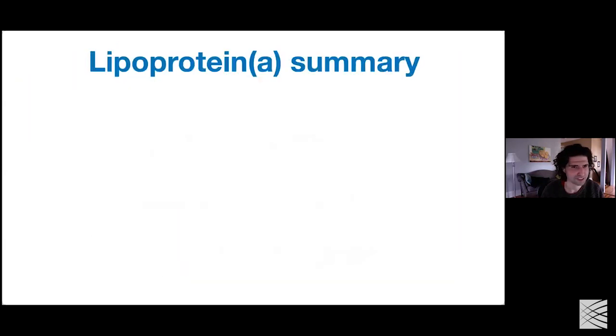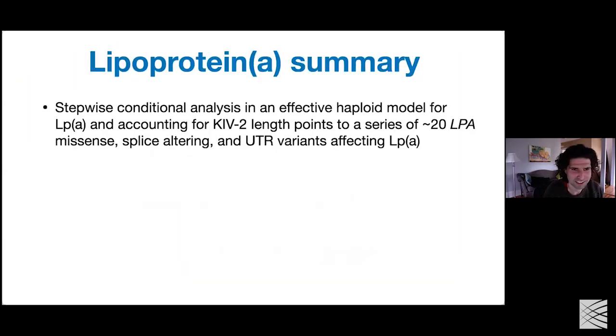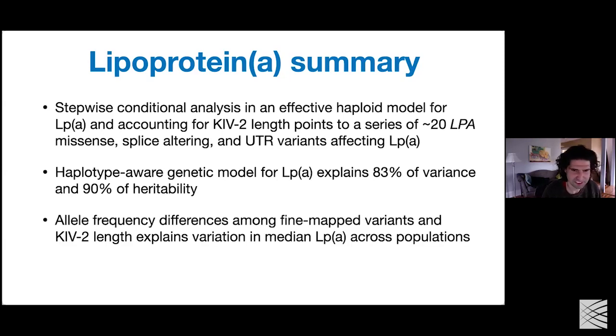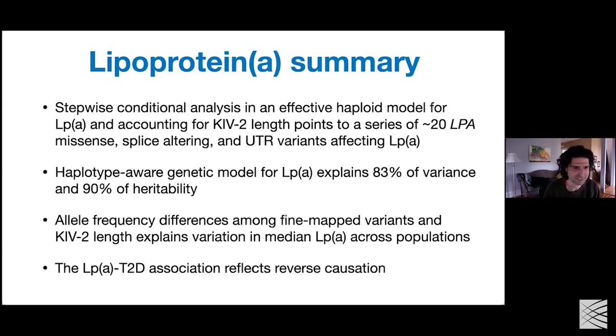Okay, to summarize, stepwise conditional analysis in an effective haploid model for LPA accounting for KIV2 length pointed to a series of about 20 LPA missense, splice-altering and UTR variants causally affecting lipoprotein A concentration. A haplotype-aware genetic model for lipoprotein A concentration explained 83% of variance and 93% of heritability. And allele frequency differences among the fine-mapped variants and KIV2 length explain the variation in median LPA across populations, in particular between Europeans and Africans. And the LPA type 2 diabetes association appears to reflect reverse causation.